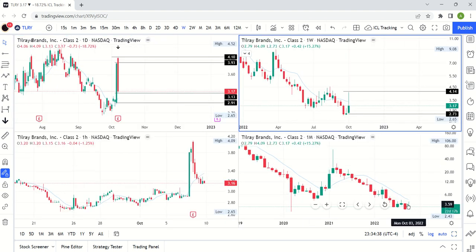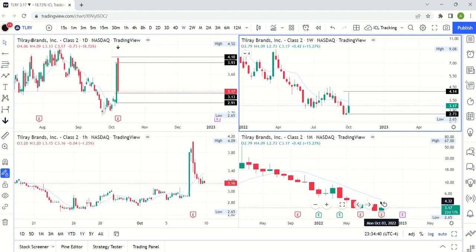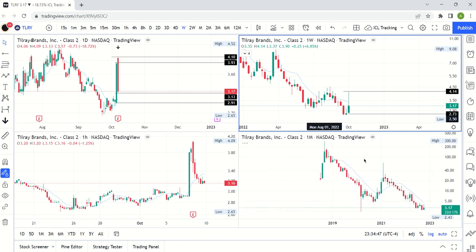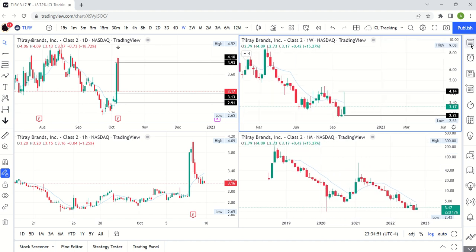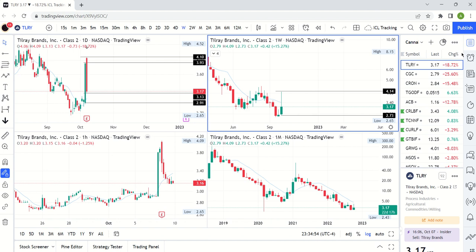That's on your weekly. Your monthly has gone green, but also important to understand, last week was the first week of the month, so the weekly candle and the monthly candle are basically the same. So it's essentially the same price action until we get a new weekly candle.